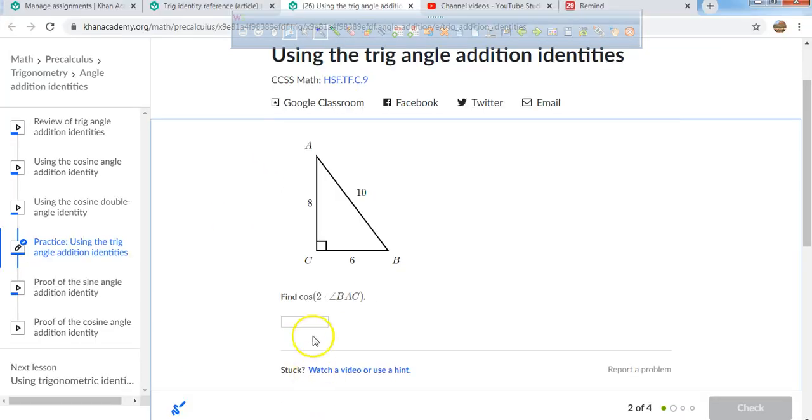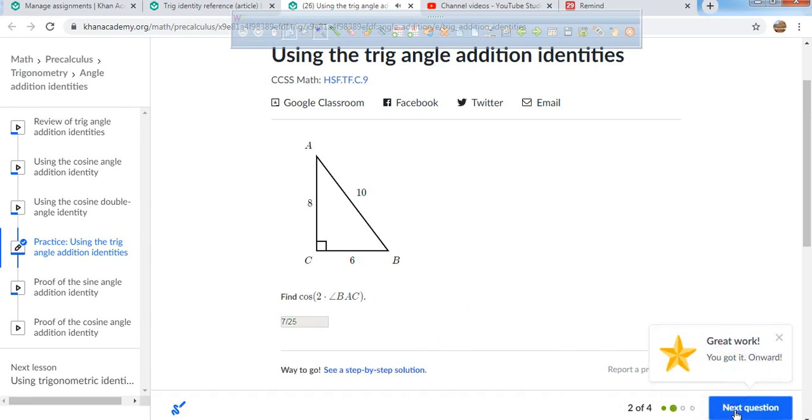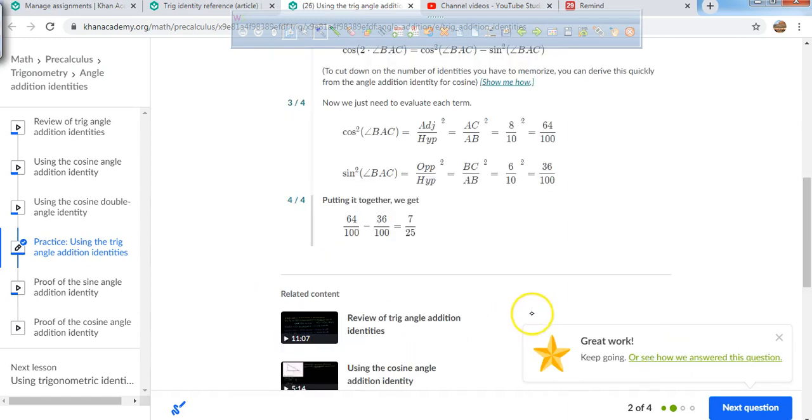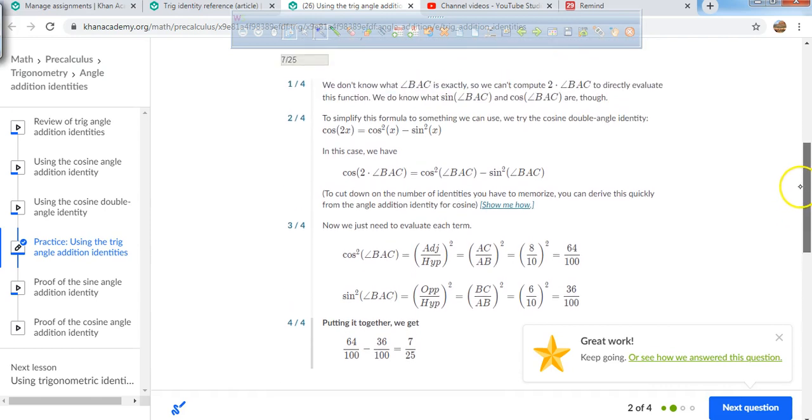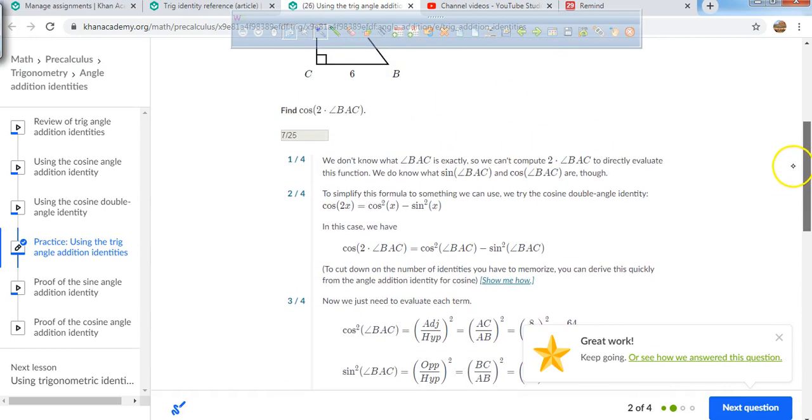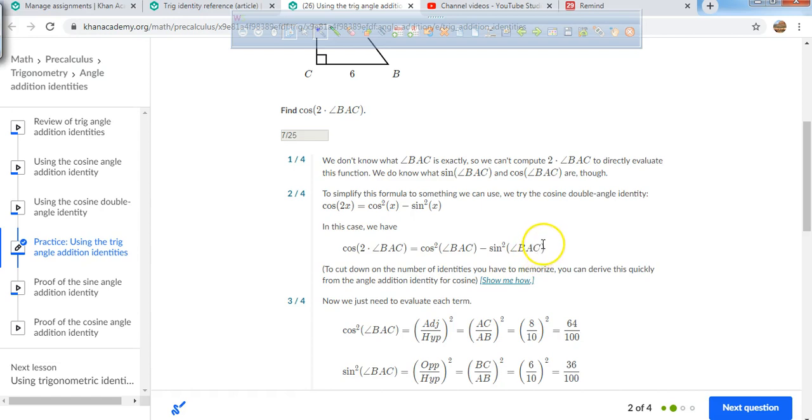Let's see here, 7 divided by 25. All right. Once again, if you want to see a step-by-step solution, how they're doing it, it looks like they used a different formula. They used cosine squared minus sine squared, which is just another derivative of that formula.